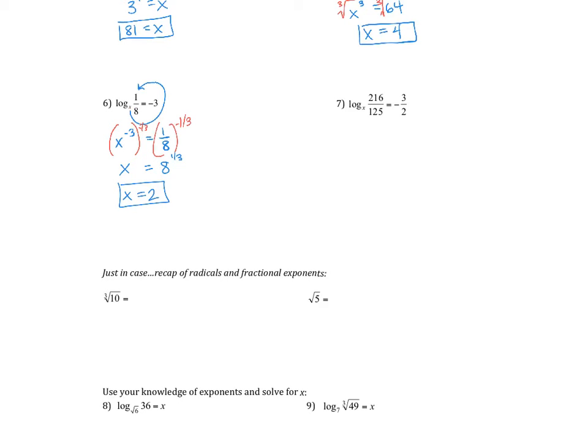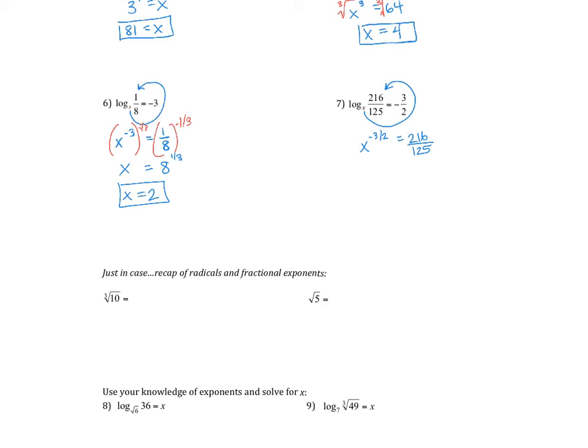Let's take a look at number 7. So I'm going to start with my base of x, which is what I'm looking for, and I'm going to say x raised to the power of negative 3/2 equals 216 over 125. So I can't do this in my head. Some number raised to the power of negative 3/2 gives me 216 over 125.